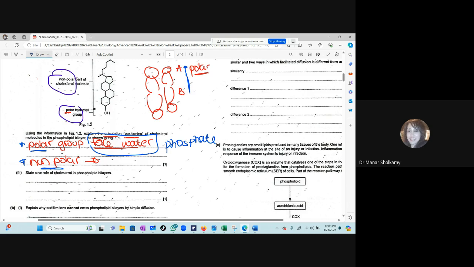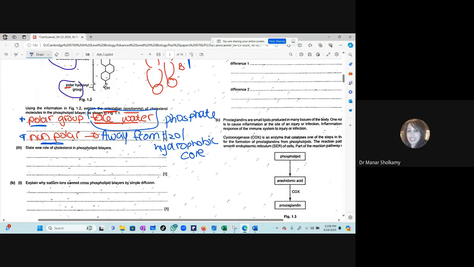Within the hydrophobic tails. So the non-polar part will face away from the water, or towards the hydrophobic core of the phospholipid tails. Both of them mean the same thing, but don't say it's going to face the other side. This is not clear. You will not get a grade for that. You understand, Farouk? Yes, miss. Thank you.